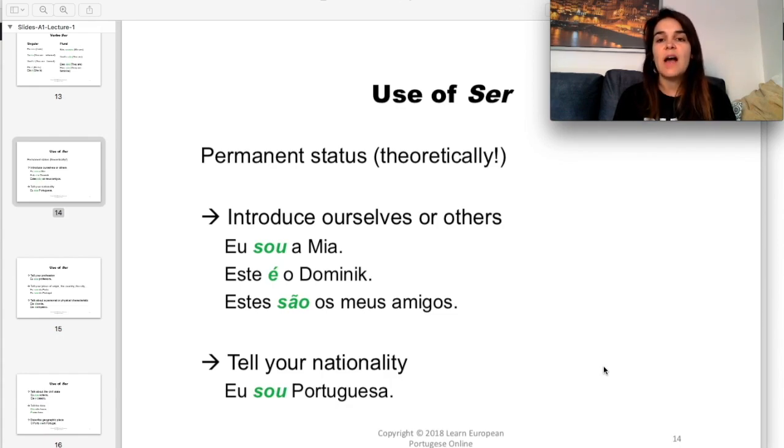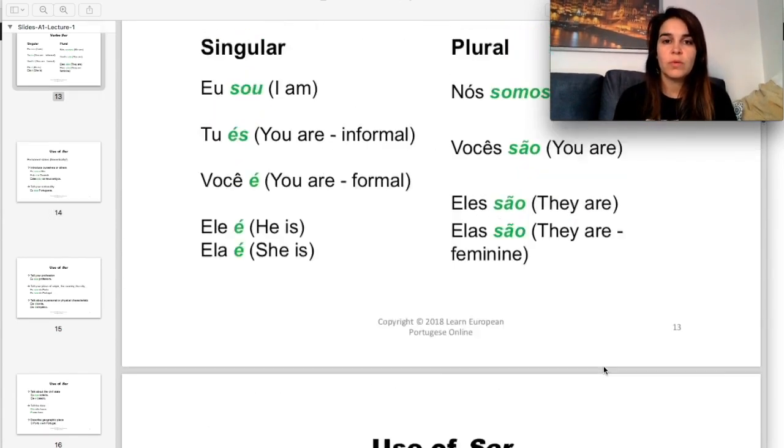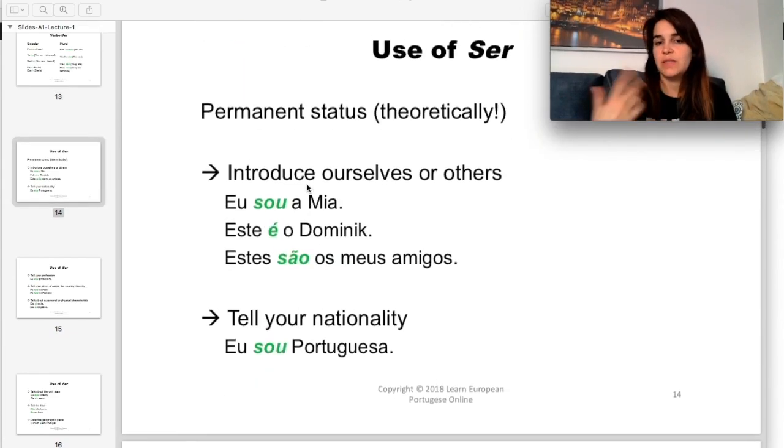So we use it with things that have a permanent status, theoretically. Well, maybe you don't get what I'm saying right now, but just hang in there. So what I mean is, if I say, for example, I am tall, this is unlikely to change, right? So I will use the verb ser, not verb estar, and I will say eu sou, remember? So eu sou alta, that means tall. So basically, me becoming shorter is not really an option. Okay, maybe when I'm older, when I start shrinking.